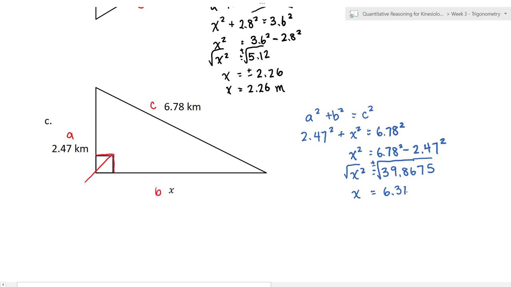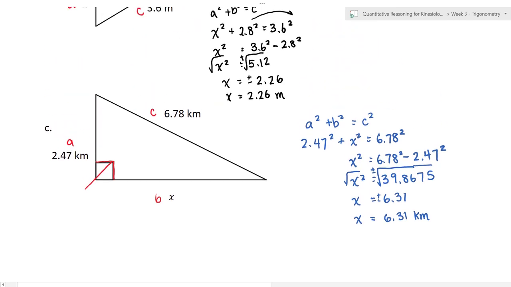6.314. So my 1 is going to remain a 1. It won't get rounded up to a 2. I'll put this plus or minus here just so that you recognize that there should really be a plus or minus, but because in my diagram x is representing a side length, there's no such thing as a negative side length, so I'm just going to write my answer as 6.31. Take a look at the units, should be in kilometers. And that's all.